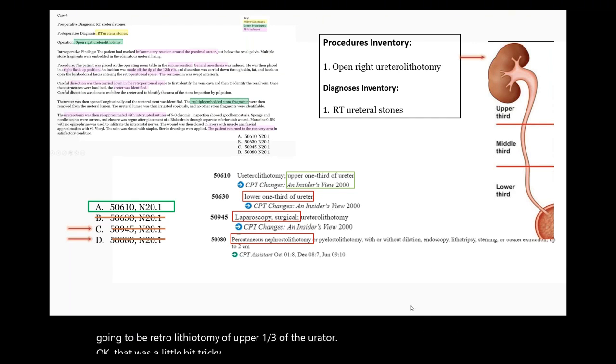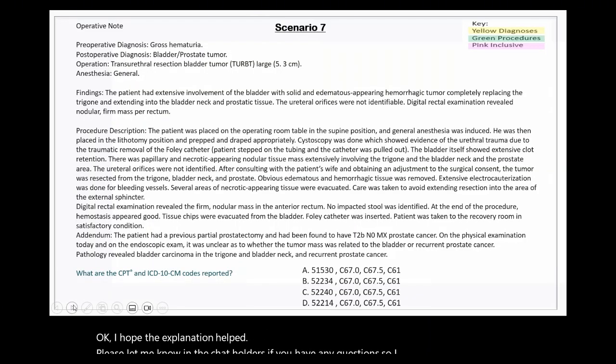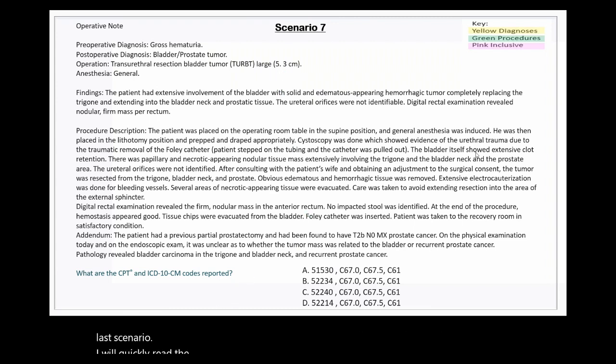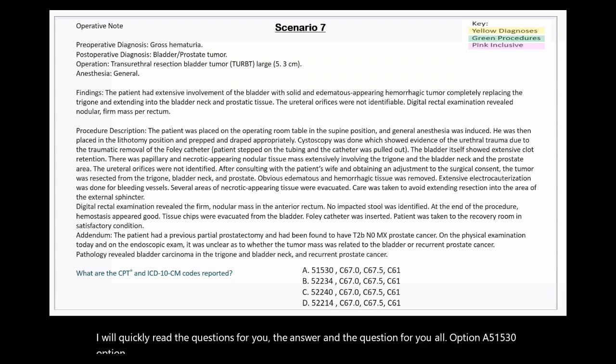Okay, I hope the explanation helped. Please let me know in the chat box if you have any questions. So I will quickly move on to the last scenario. I will quickly read the question and the answer options for you all. Option A 51530, option B 52234, option C 52240, option D 52214. The ICD codes are C67.0, C67.5, C61.